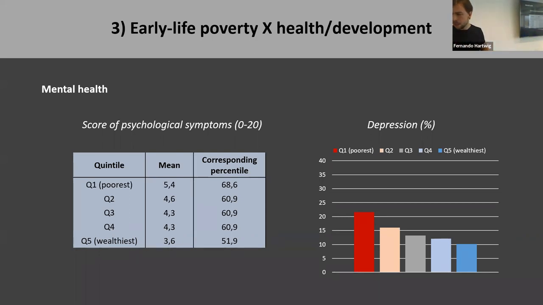And the bar chart to your right, again, the red bar is the poorest subset of the population. The white bar is the wealthiest subset of the population. And we're going from poorer to wealthier, from left to right. It's the prevalence of depression at 30 years of age. And we can see, again, it's much bigger among those who are born poor compared to those who were born wealthy. And among those born poor, the prevalence is higher than 20%, which is a lot of people.